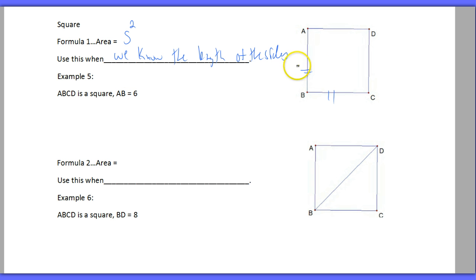So in this one we have a square, AB equals 6. That means all of the sides are equal to 6. If we treated it like a rectangle, which it is, we do 6 times 6. Using this formula, we just take 6 and square it. They're essentially the same thing. So area equals 6 squared. So the area of this square is 36 units squared.